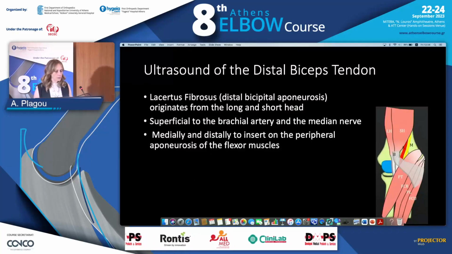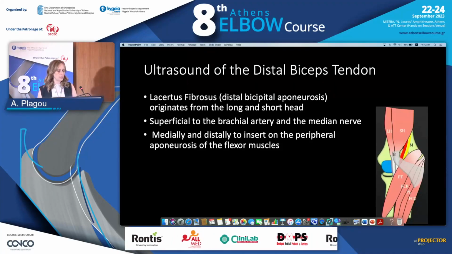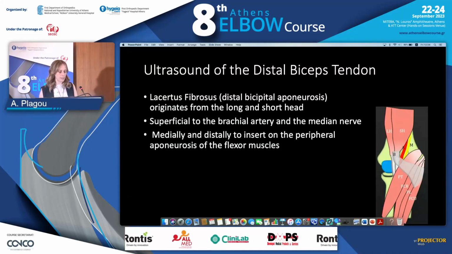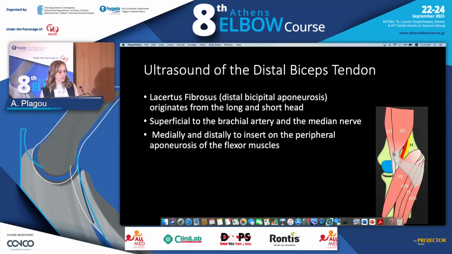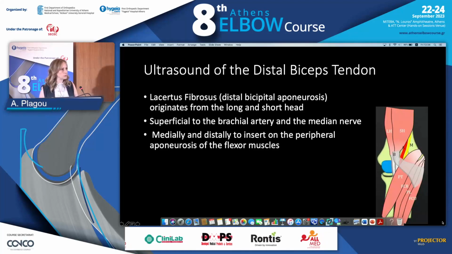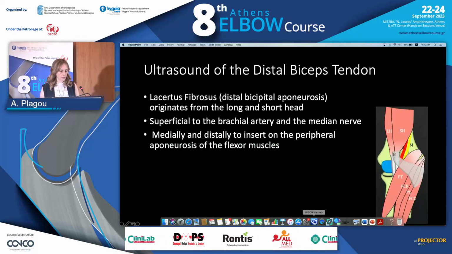So another important finding we can detect with ultrasound, another important structure, is the lacertus fibrosus, which is the distal bicipital aponeurosis and originates from both the long and the short heads. It lies superficial to the brachial artery and the median nerve, and it runs medially and distally to insert on the peripheral aponeurosis of the flexor muscle. So it's important to try and localize the lacertus fibrosus and report to the clinician if this is also torn or not.